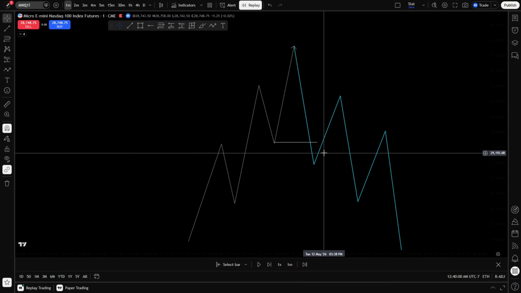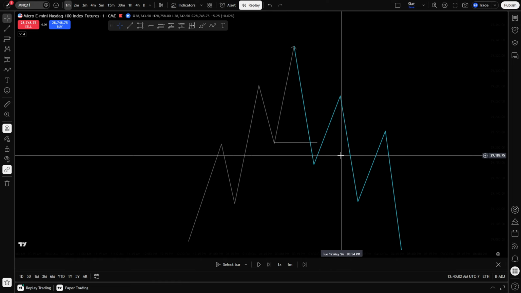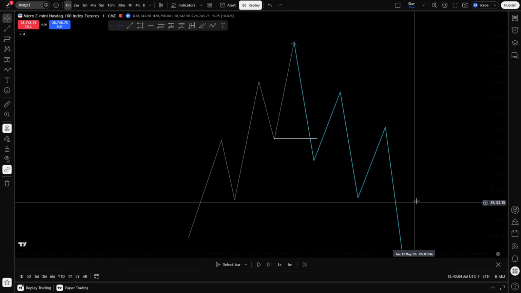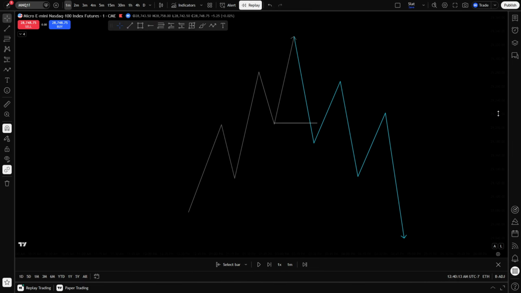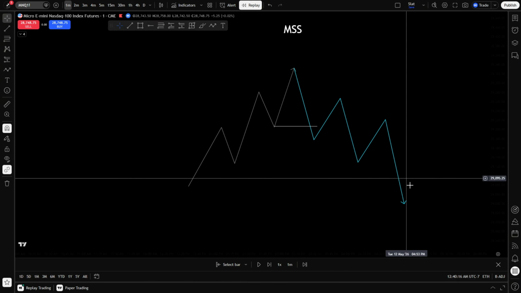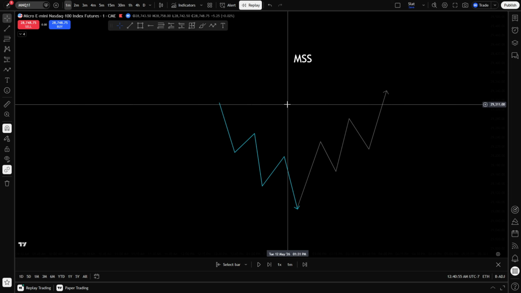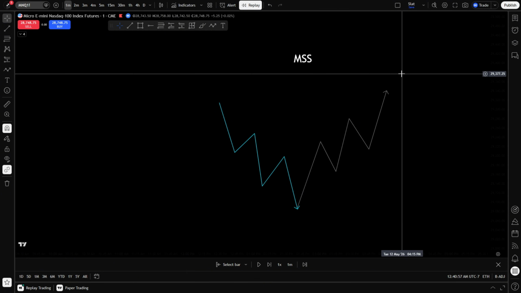That way you can confirm that you do have a market structure shift. And from there, you can start seeing a bearish market. So this is what it looks like from bullish to bearish. And this is what it will look like from bearish to bullish.